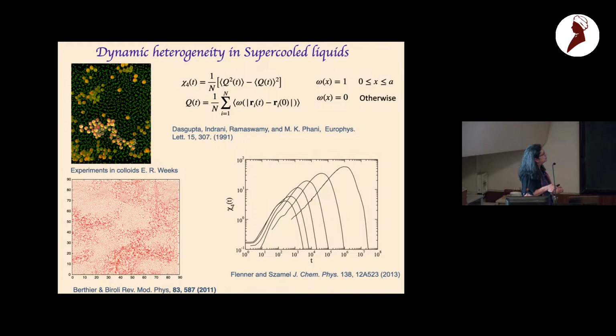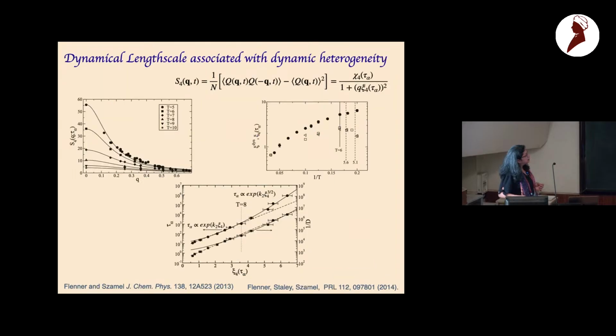This is an experimental picture of a colloidal system, from Giulio and Ludovic's review paper, a two-dimensional system. You can see faster particles clustered together, and there is a way to measure this dynamic heterogeneity, which was first introduced by Chandan. It shows that as you go to lower and lower temperature, the dynamic heterogeneity increases, giving rise to a dynamic length scale, which can be measured in many different ways.